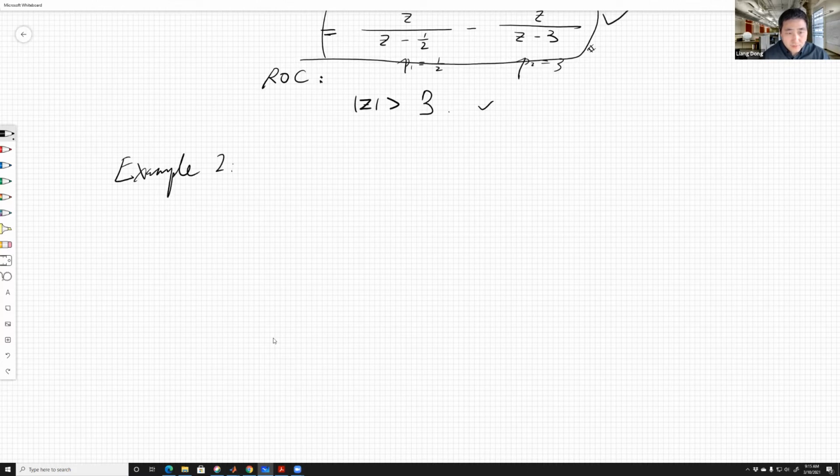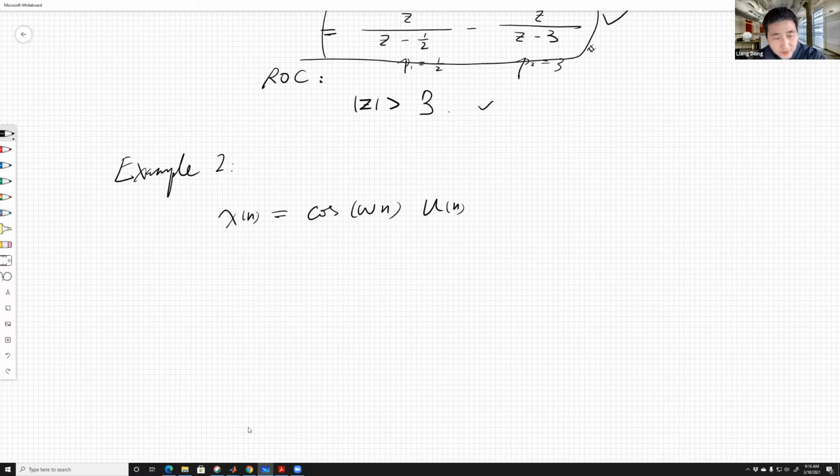Example 2. We want to do x[n] as a signal that is cosine omega n, where omega is a constant. It's just some frequency in radians. And we also have a causal system. Just make sure that's a causal system, so we multiply by the step function. Find the Z transform of x[n]. Find the Z transform of this function.